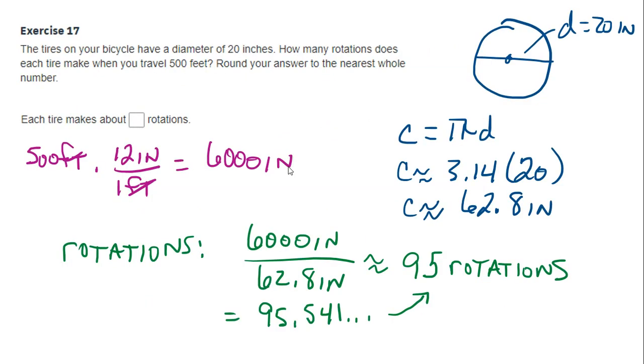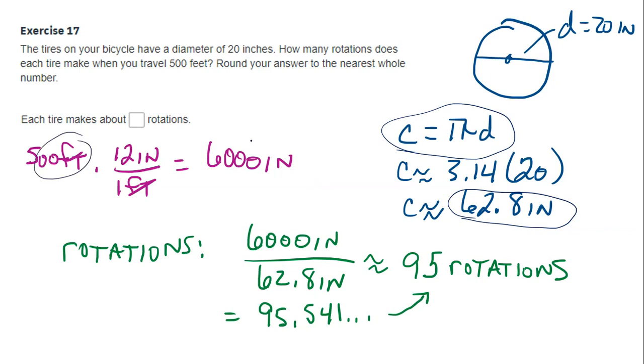All right, the tires on the bicycle. We saw a problem like this. All right, so to find the number of rotations, I know I need to find the circumference of my tire. So I do that. Okay. I also change feet into inches. So 500 feet is 6,000 inches. And then I take my 6,000 inches and divide it by my circumference, and that tells me how many rotations. And the 3 dots means that this decimal goes on and on and on. Well, that's about 95 rotations.